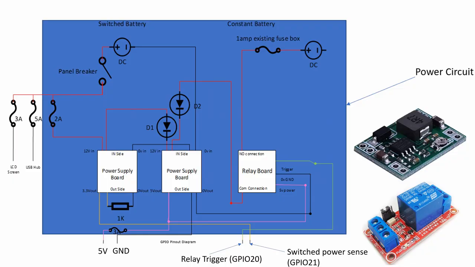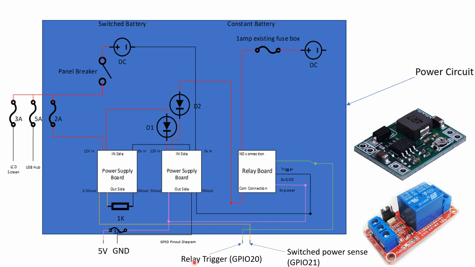This slide shows the power coming in from the switched panel and connecting to the sub panel through a bunch of fuses to the LCD screen, the USB hub, and this one goes to the Raspberry Pi through these two power boards. This one is a 3.3 volt power board, and this one is a 5 volt power board. As you can see, the power through here goes through a diode here and is connected into this power board. This 5 volt power board goes through a 3 amp fuse into the 5 volt pin on the Raspberry Pi. So when this is turned on, the Raspberry Pi will boot up.